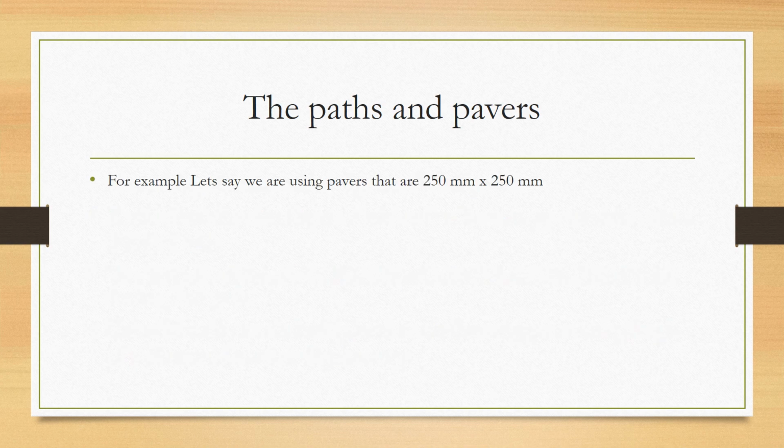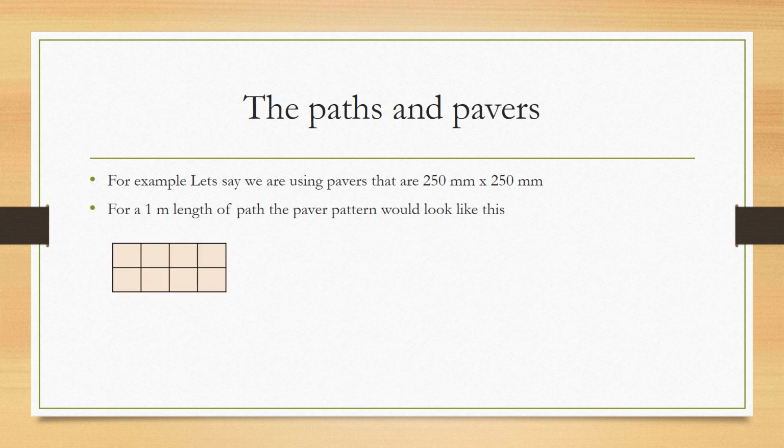So let's look at an example. We're going to be using pavers that are 250 mil by 250 mil. They're actually half the size of the ones that Pete is using on his sheet, but I'm doing these just for an example. So for a 1 meter length of path, the paver pattern would look like this. There's 4 along because they're 250 mil, so it takes 4 of them to make a meter, and we want 2 rows of pavers to make our path. So we can see here that we've got 4 plus 4, we've got 8 pavers for 1 meter of path.